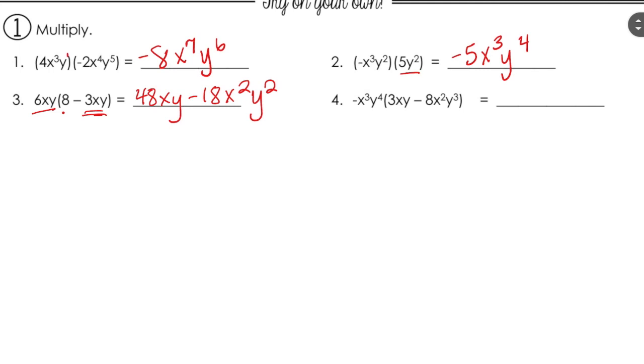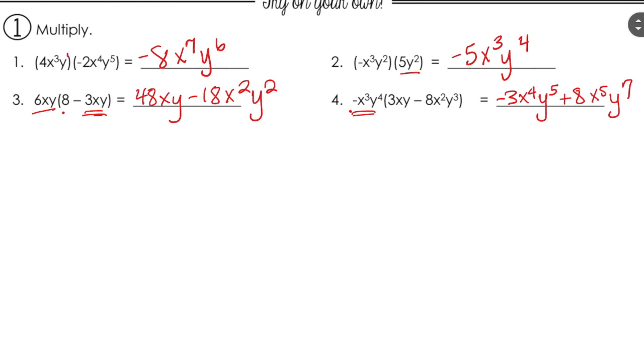Now last question, question number 4. So we have the negative in front, so negative 1 times 3 is negative 3. X to the third times x is x to the fourth. Y to the fourth times y is y to the fifth. And now we have that negative 1 in front here times negative 8, which is going to give us positive 8 or just plus 8. X to the third times x to the second power is x to the fifth. And x to the fourth times x to the third is y to the seventh.